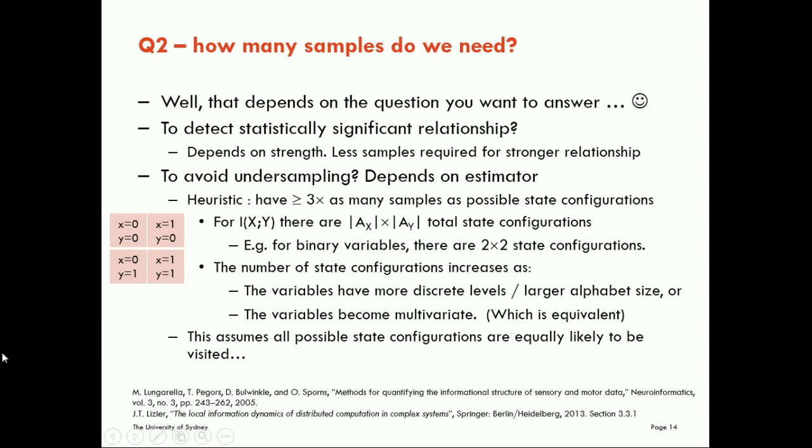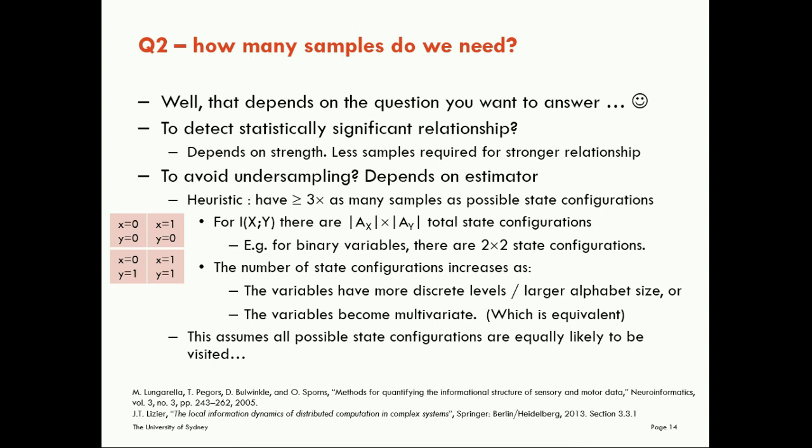Similarly, if the variables become multivariate, this is basically doing the same thing as far as discrete data is concerned. But if we think about continuous value data, that means something specific there. So that in both of these cases, that is going to mean more potential, a larger state space, if you will.